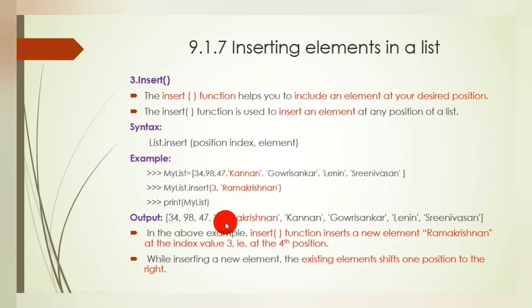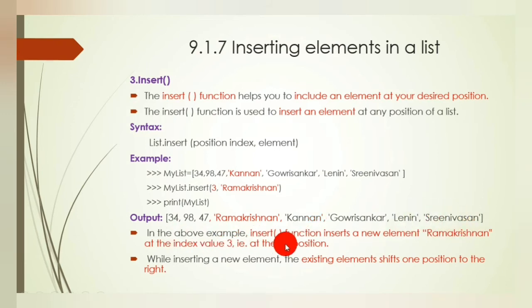Why will the name Ramakrishnan be displayed here? Because we are inserting the element. The third element is Ramakrishnan. So in this third position, the name Ramakrishnan will be placed. Already in this third position, which name appears? Kannan. The name Kannan will be moved one position to the right side. So after the name Ramakrishnan, the elements Kannan, Gauri Shankar, Lenin, Srinivasan are present.